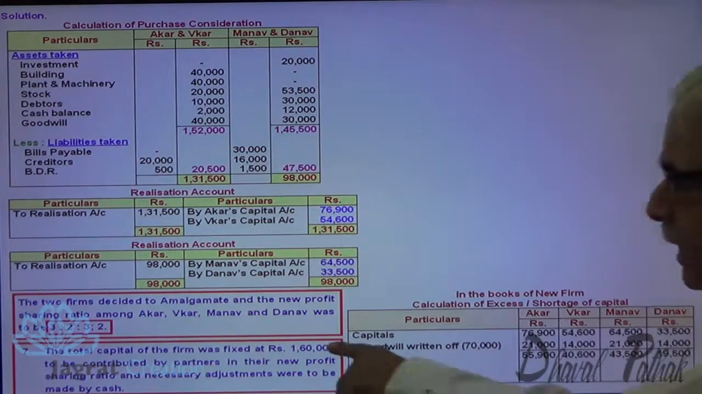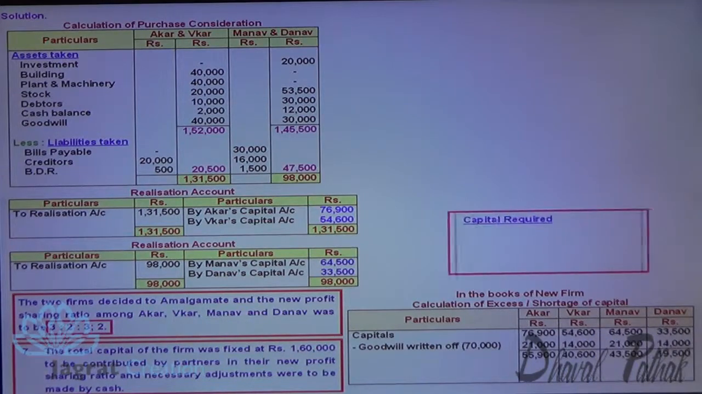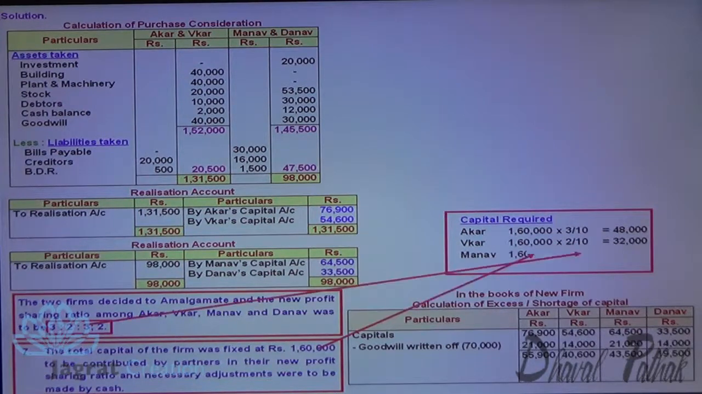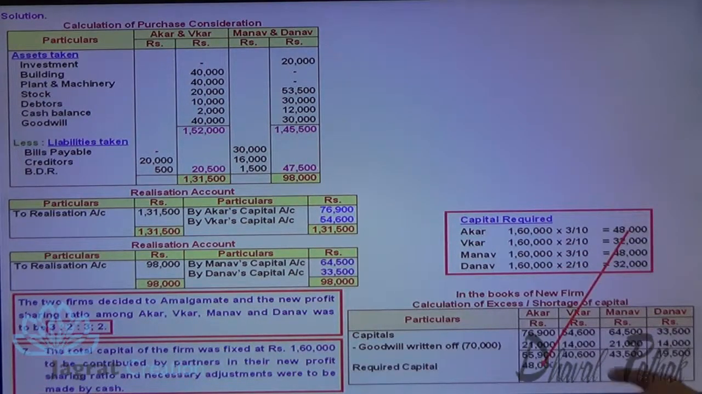Now the partners have decided to keep the capital of 1,60,000 in the new profit sharing ratio. The capital required for Akar is 1,60,000 into 3 by 10. This is the required capital of Akar. Capital required for Vakar is 1,60,000 into 2 by 10. Capital required for Manav is 1,60,000 into 3 by 10. And Danav, this is the capital required. So this is the required capital.